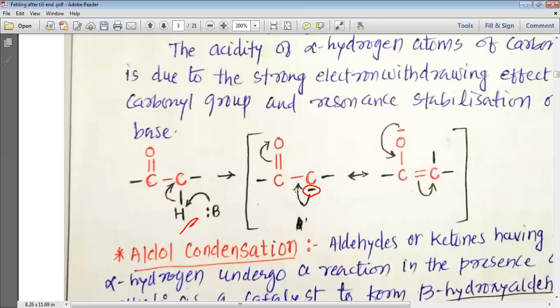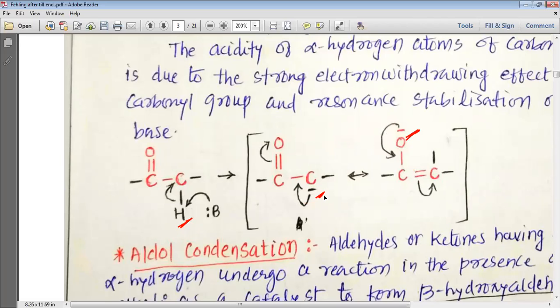That negatively charged electron is shared between these two carbons, and you can see that the double bond is formed between these two carbons. If the double bond is formed, the electron from the double bond between carbon and oxygen goes to oxygen, and oxygen gets the negative charge. If the negative charge electron comes to the double bond between this carbon and oxygen, then the electron from this double bond goes on this carbon, and carbon gets the negative charge. So you can see that when the base attacks the alpha hydrogen, there are two possibilities. One possibility is that oxygen gets the negative charge. Another possibility is that carbon gets the negative charge.